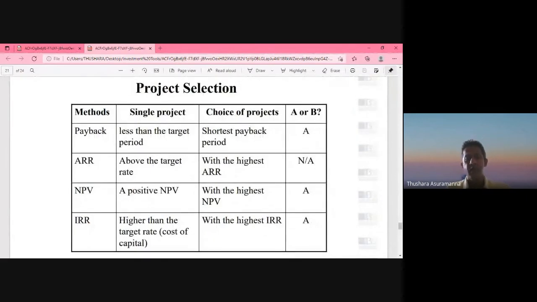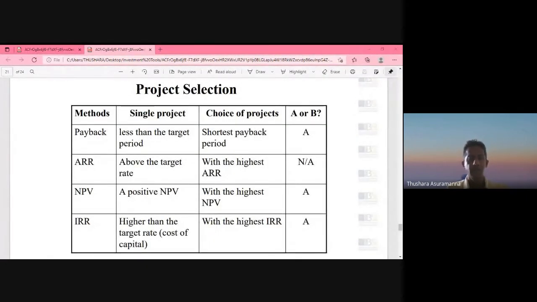Now, we have learned 4 criteria: payback, ARR, NPV, IRR. When you are trying to learn this, if it's a single project, if you don't have multiple projects, there's a criterion to select. If we have only one project and you are using the payback, then your project selection is payback less than the target period.